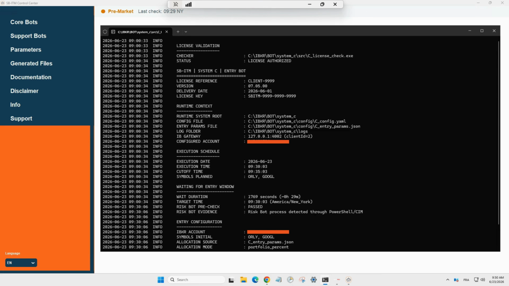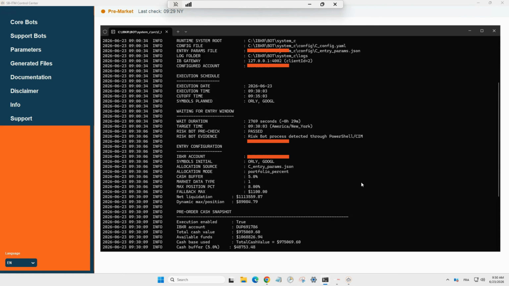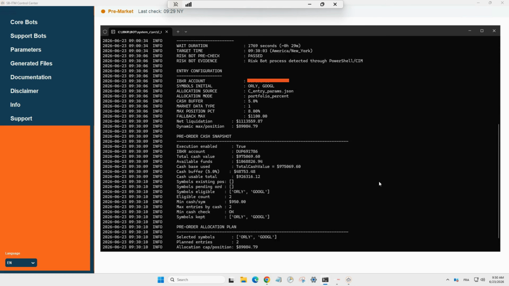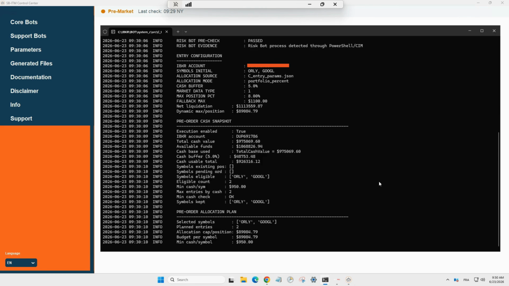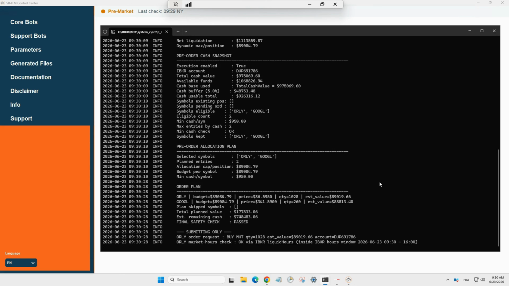At market open, the entry bot moves from standby to live execution. It first confirms the cash situation, checks the eligible symbols, and prepares the allocation plan for the selected opportunities. Once the final safety checks are passed, the bot submits the orders automatically inside the defined execution window. Here, we can see the orders being sent to the market, then filled by Interactive Brokers.